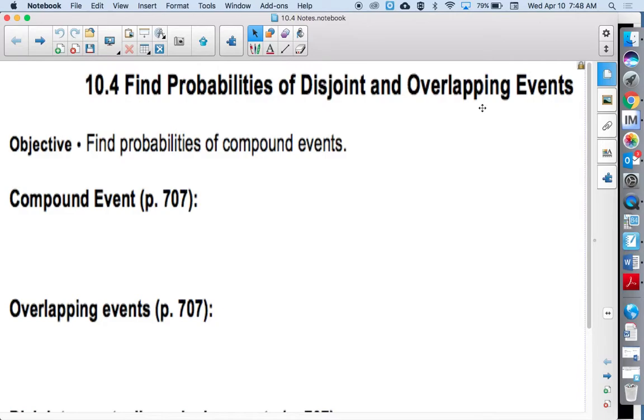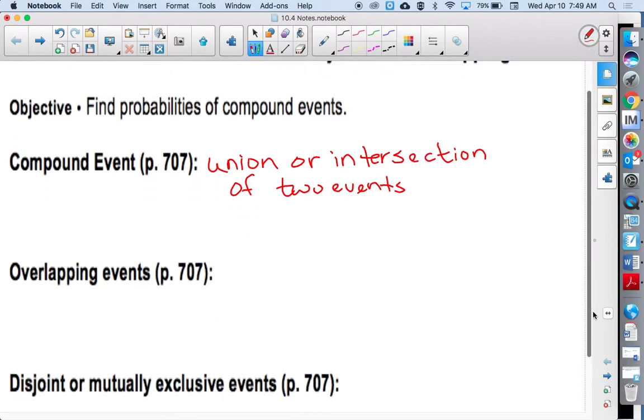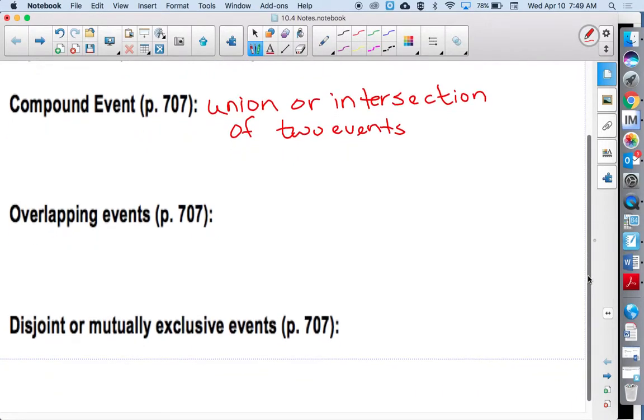So today we're going to find probability of compound events, which is either the union or intersection of 2 events. There are two different options that we have. We either have overlapping events or we have what's called disjoint or mutually exclusive events. And I'm going to draw a little Venn diagram so you can see the difference.